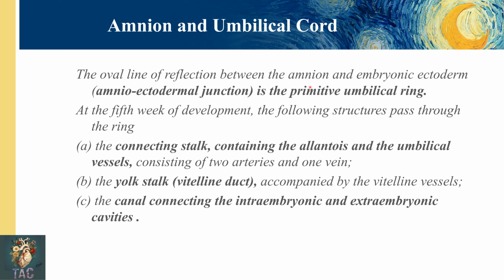The oval line of reflection between the amnion and embryonic ectoderm, also called the amnio-ectodermal junction, is the primitive umbilical ring. At the fifth week of development, the following structures pass through the ring: the connecting stalk containing the allantois and umbilical vessels, consisting of 2 arteries and 1 vein; the yolk sac and vitelline duct accompanied by vitelline vessels; and the canal connecting the intraembryonic and extraembryonic cavities. So this is the start of the fifth week of development.